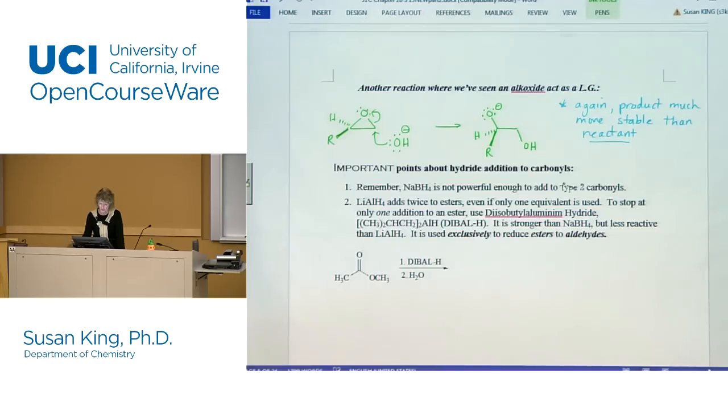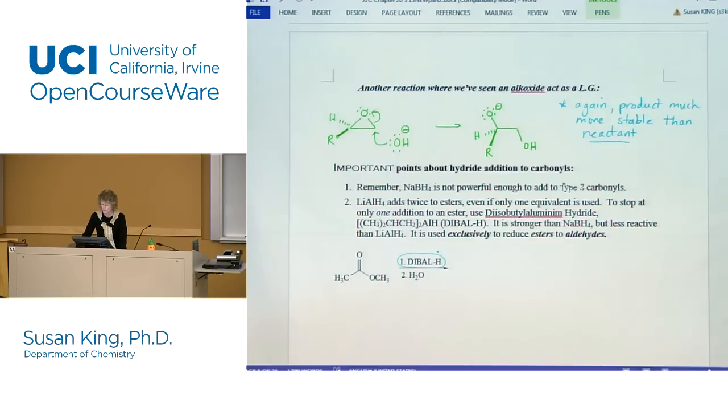All right. Important points about hydride addition to carbonyls. Remember, sodium borohydride is not powerful enough to add to type 2 carbonyls, so just aldehydes and ketones for that one. Lithium aluminum hydride adds twice to esters, even if only one equivalent is used. To stop at one addition, use a reagent called diisobutyl aluminum hydride, or DIBAL. Here is our abbreviation right here, and feel free to use the abbreviation. It's stronger than sodium borohydride, but less reactive than lithium aluminum hydride.